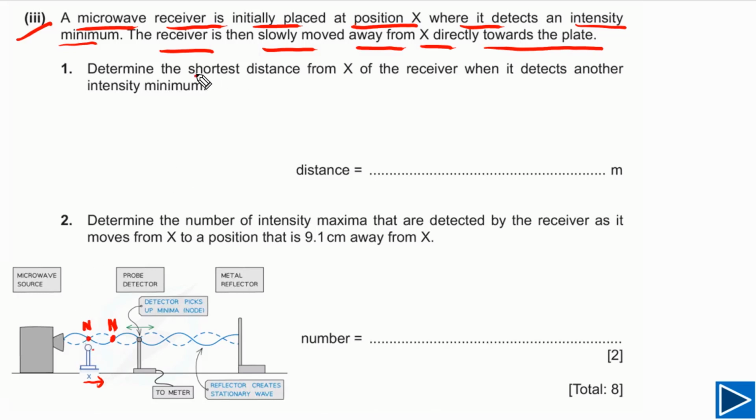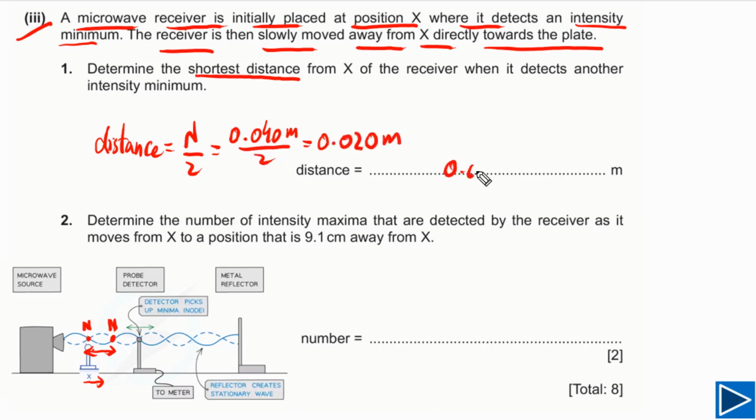The question is asking us to find the shortest distance between these two nodes, and the distance between two nodes is equal to lambda by 2. So simply we can say the distance is lambda by 2, and the value of lambda is equal to 0.040 meters. Simply we need to divide this by 2. So this is our final answer for this part.